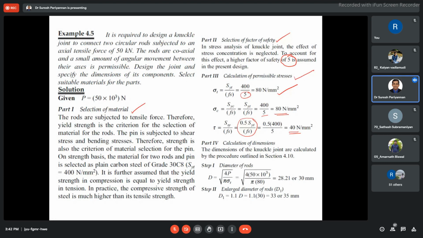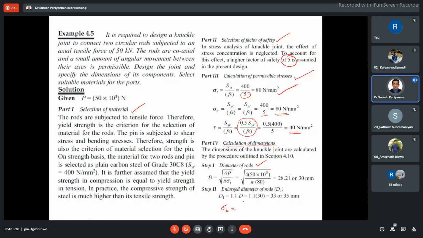Then in the fourth step, we calculate the dimensions, whatever we discussed earlier. Based on those formulas, we calculate the dimensions of each component. Now I consider the diameter of the rod, while the rod is subjected to tensile force. The permissible tensile stress is 80 Newton per mm square. This is sigma T. Sigma T is equal to P by A. From this formula, we find the diameter of the rod is 30 mm.